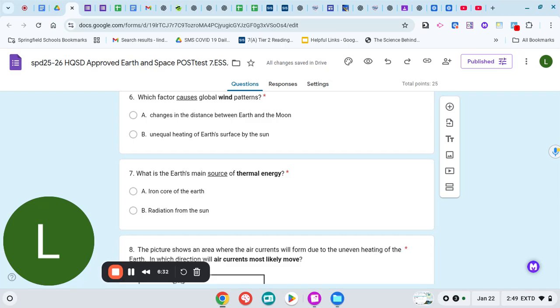Number 7, what is the Earth's main source of thermal energy? A, the iron core of the Earth, or B, radiation from the sun? What is the Earth's main source of thermal energy? A, the iron core of the Earth, or B, radiation from the sun? Pause.